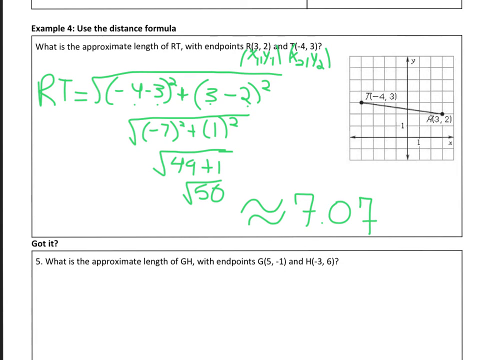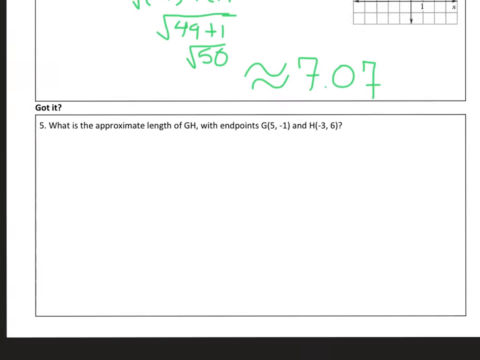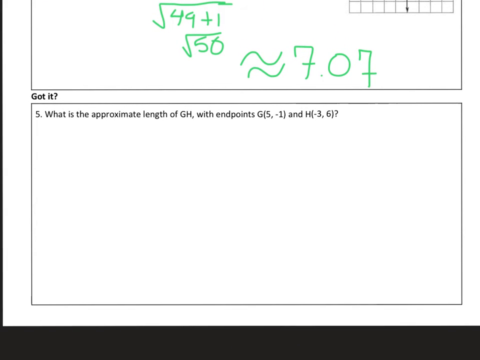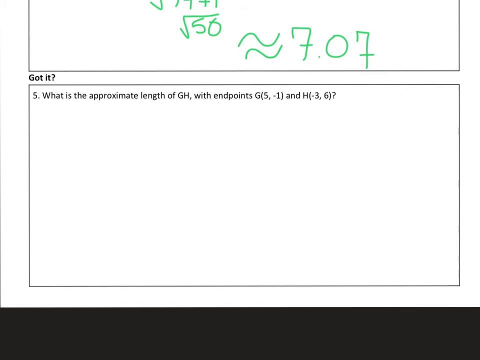So I'd like you guys to try the got it, and I know it's only one example, but I think you work through this, you check your answers with my solution, and then hopefully you're ready to move on to the practice, all right? So pause the video, and I'll share my solution in about 5 seconds.